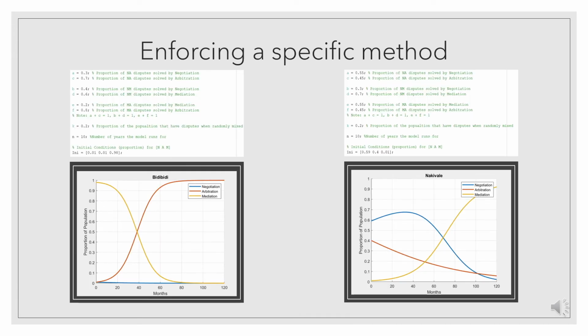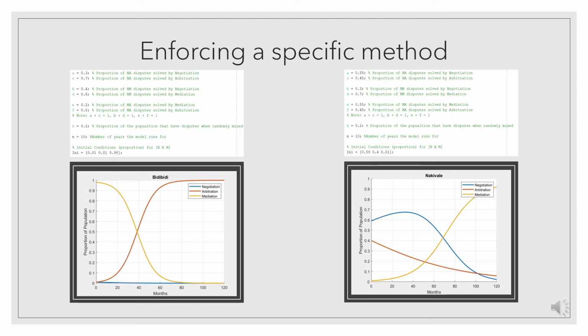For enforcing a specific method, we will talk about Bidi and Naki Vale. For Bidi, approximately 100% of the people in this region prefer mediation, and as the parameters reflected this, we saw dominance from mediation. In the next figure, we will explore what happens if the Ugandan police decide that mediation is not effective enough at reducing conflict and begin enforcing arbitration to resolve disputes instead. In this scenario, arbitration takes over as the preferred method for dispute resolution, overtaking mediation after 3 years.